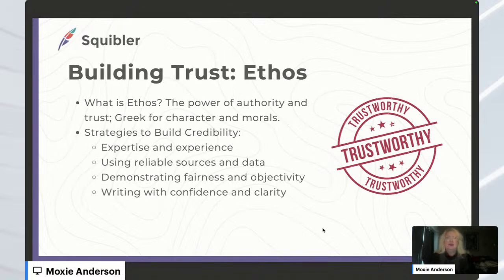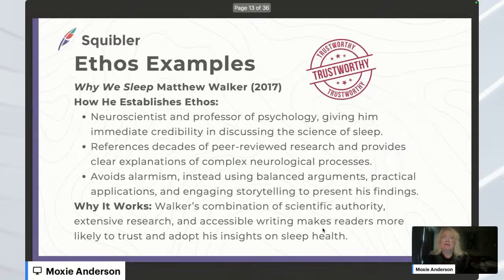So with ethos, what ethos is, is the power of authority and trust. It's the Greek word for character and morals. And there are many ways that you can establish this trust with your reader. You can rely on expertise and experience. You can use reliable sources and data. You can demonstrate fairness and objectivity, even with those people who you are having a literary discussion with who may have an opposite position from yours. And you can also write with confidence and clarity. All of these things are going to help your reader to trust what you're saying.